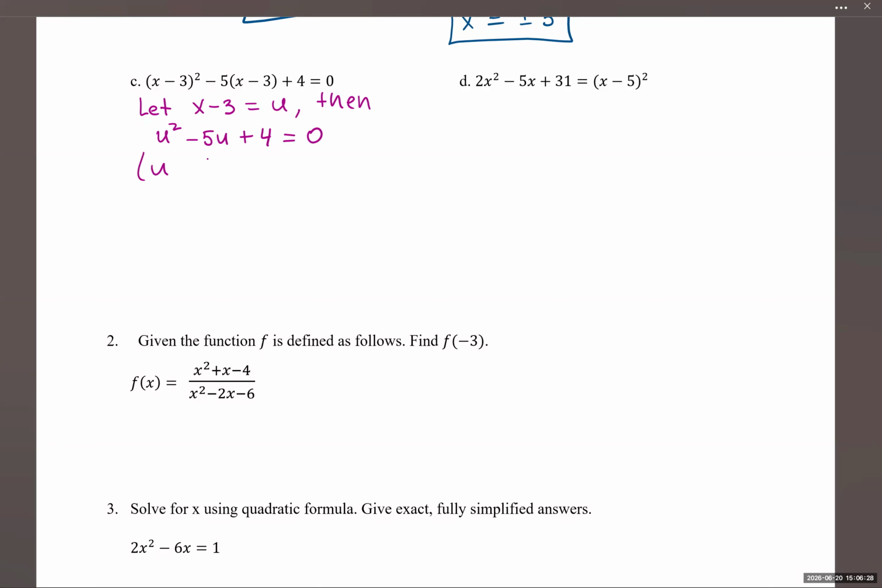Now this is a factorable equation. So we'll go ahead and factor it. Two numbers that multiply to 4 and add to negative 5. Well, that has to be negative 1 and negative 4. So that means that u equals 1 or u equals 4. Now, that is u. That is not the answer for x.